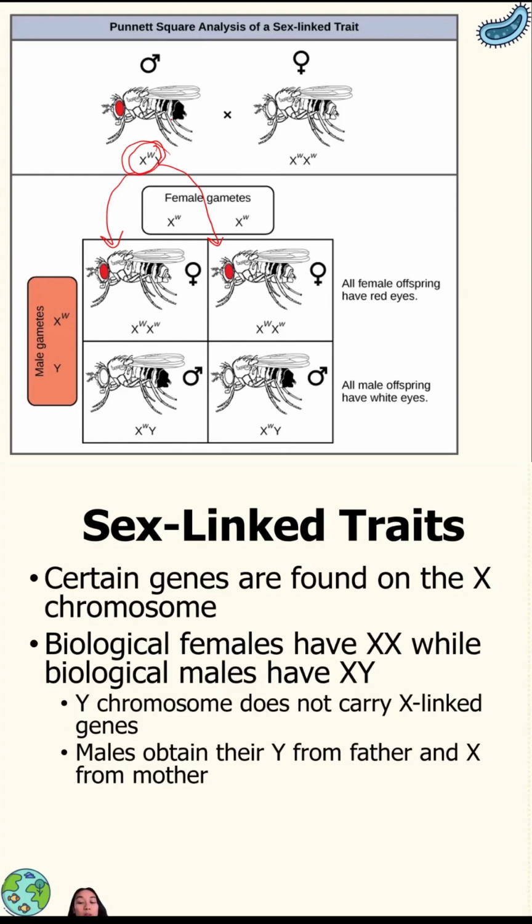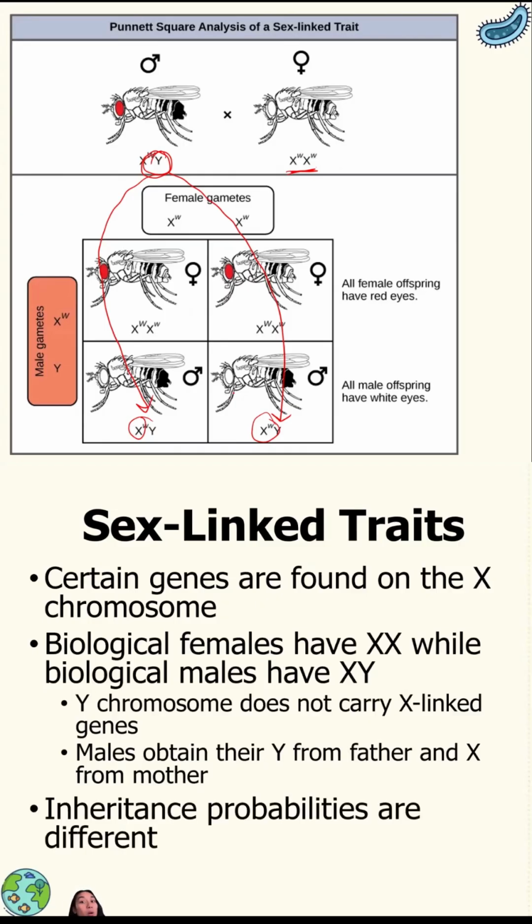Now, if we look at the male offspring, it's totally different, because with the male offspring, no matter what happens, they're always going to get the Y chromosome from dad. And so their only option is to get one of the X chromosomes from mom. And it doesn't matter because since mom is double recessive or homozygous recessive, they're going to obtain the white eye gene from mom. And so as you can see, this is different from what we usually see in a Punnett square in terms of how inheritance works.